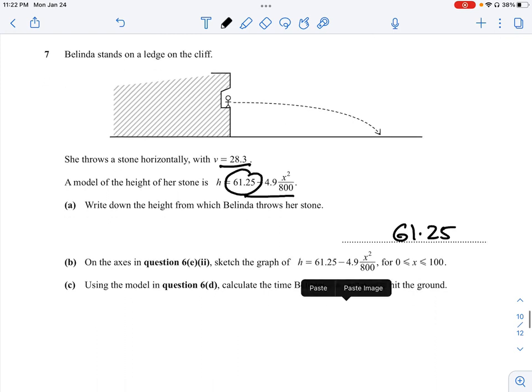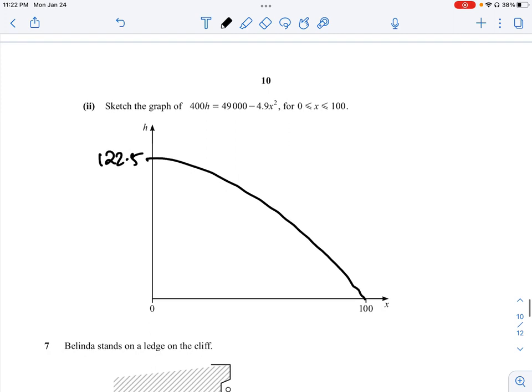On the axes of 6c, sketch the graph. On this graph, only one point is given, so she should start from 61.25. We need to know how to draw the graph.